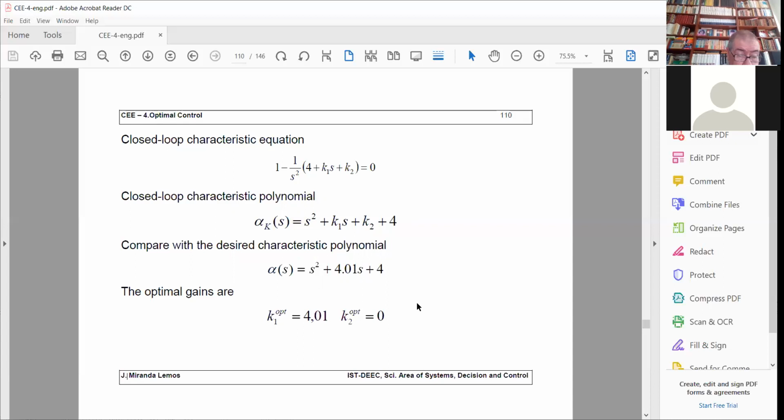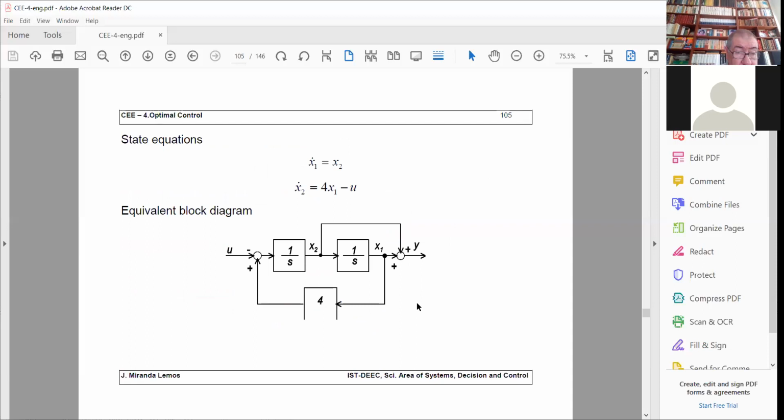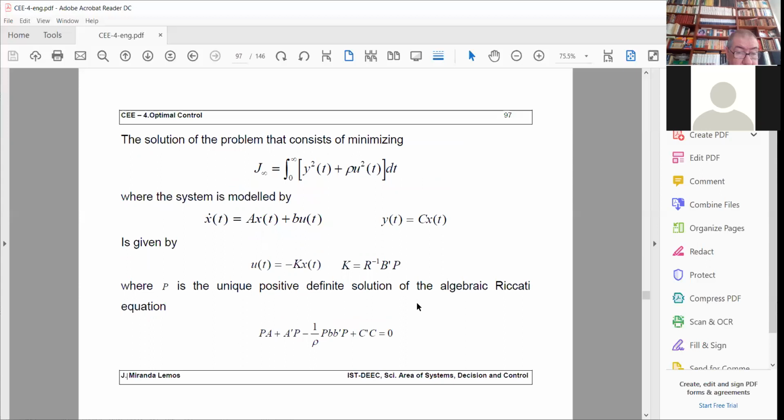And if you want later, you can do an exercise, which is to compute this problem, but by writing the Riccati equation and computing the gains from that. So that is to say, solve this equation, compute K, and you will get the same solution as we did here.